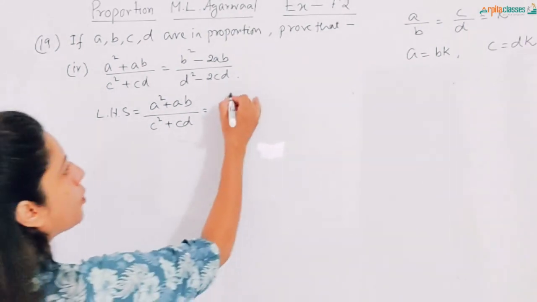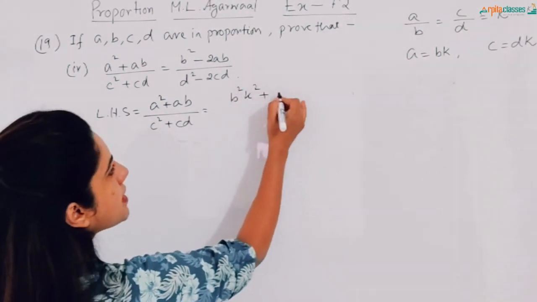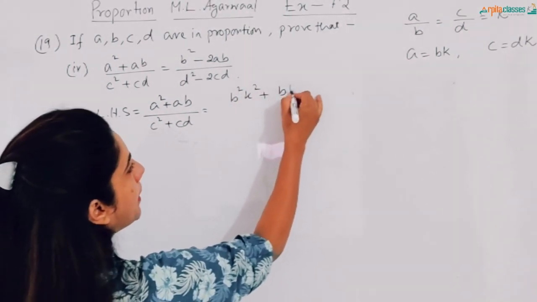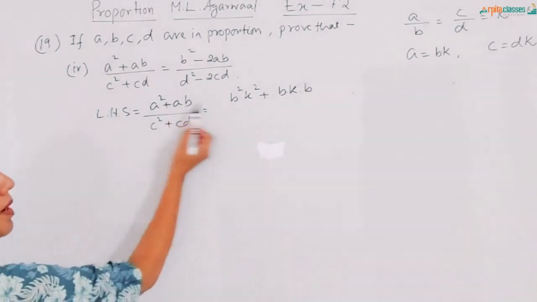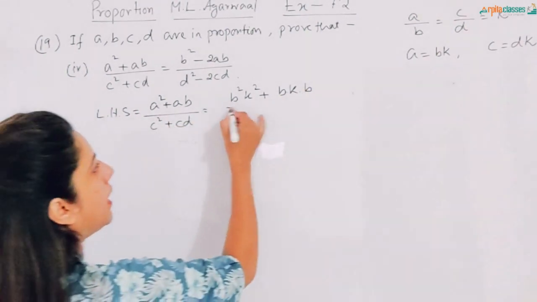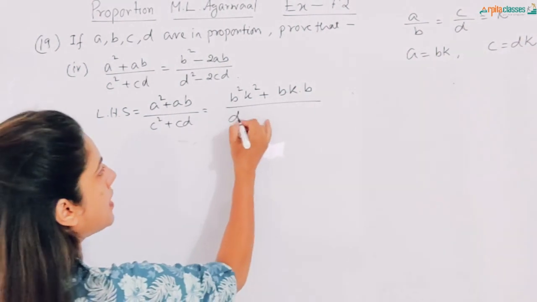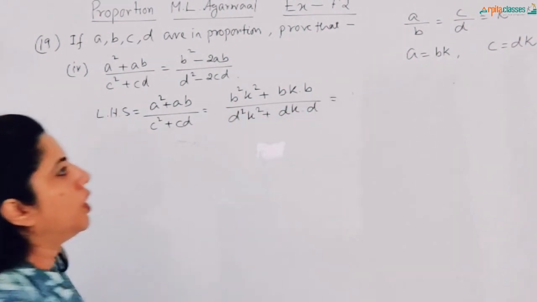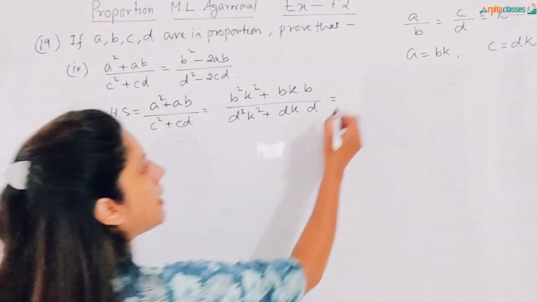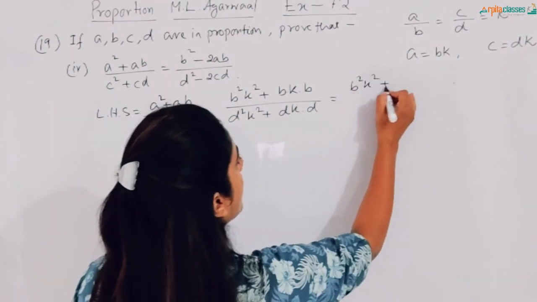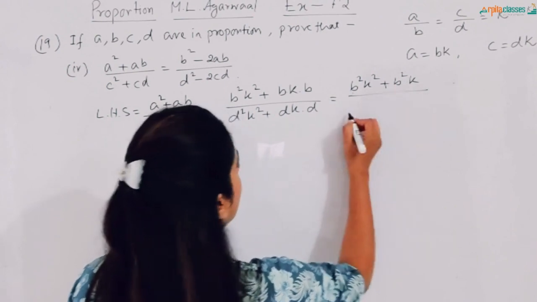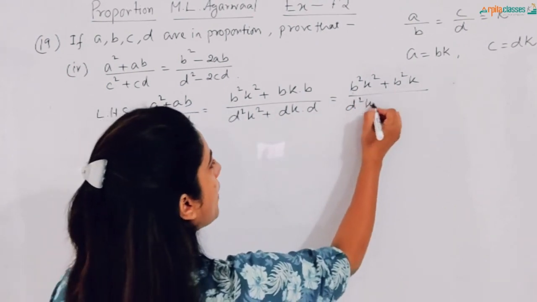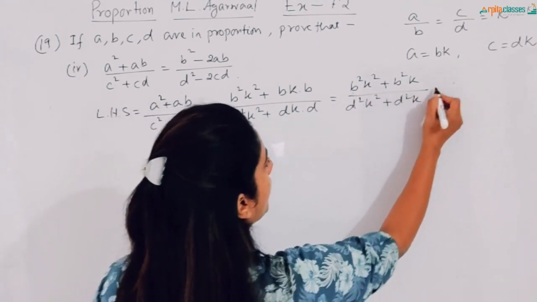Now in place of A, I am going to put B squared K squared plus again BK into B. In place of A, I am going to put BK into B divided by C squared. C squared is D squared K squared plus DK into D. So from the numerator, I am getting B squared K squared plus B squared K divided by, down I have D squared K squared plus D squared into K.